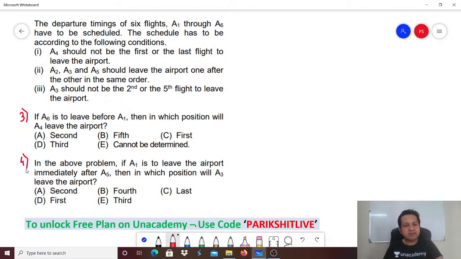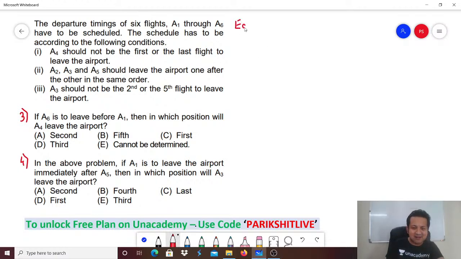Let's check this. The departure timing of 6 flights A1 through A6 have to be scheduled. The schedule has to be according to the following conditions. A4 should not be the first or the last flight to leave the airport. A2, A3 and A5 should leave the airport one after the other in the same order. A3 should not be the second or the fifth flight to leave the airport. So let's talk about the departure timings.